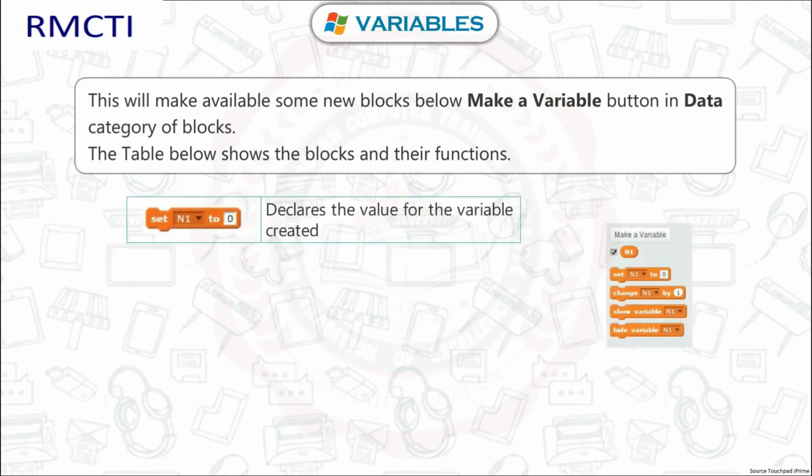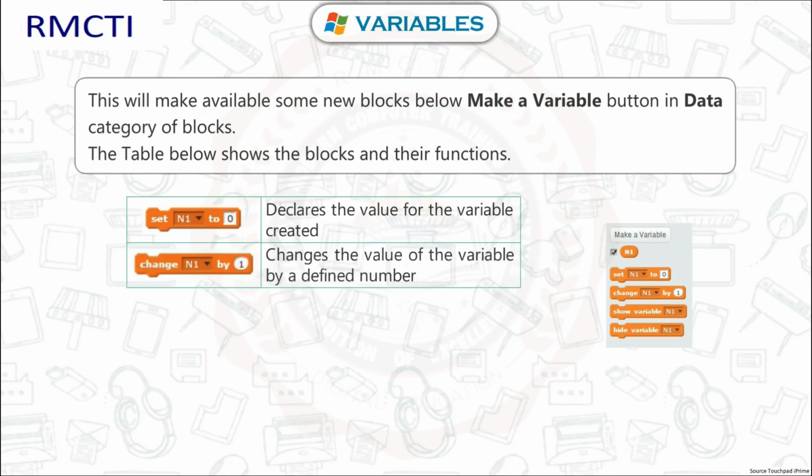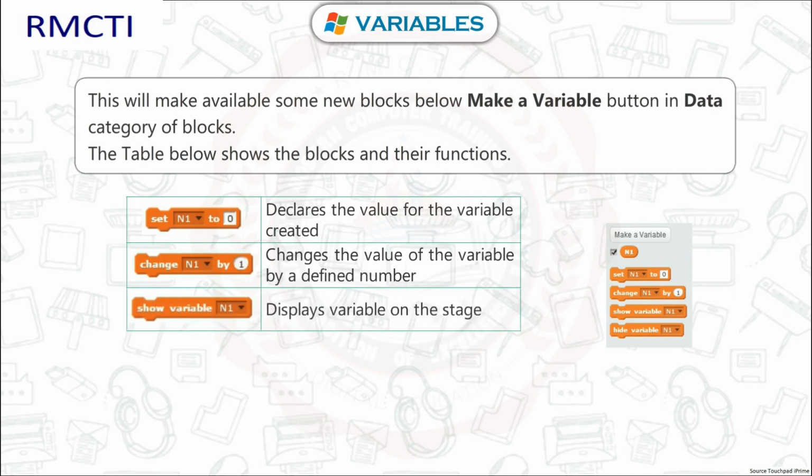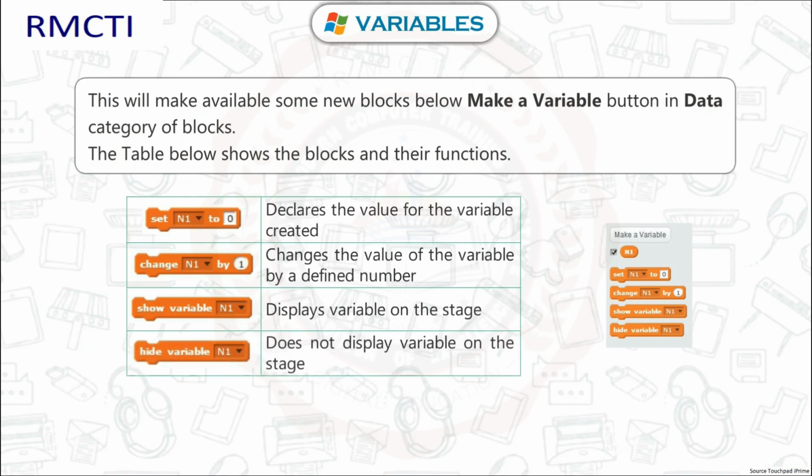Set N1 to 0. Declares the value for the variable created. Change N1 by 1. Changes the value of the variable by a defined number. Show variable N1. Displays variable on the stage. Hide variable N1. Does not display variable on the stage.